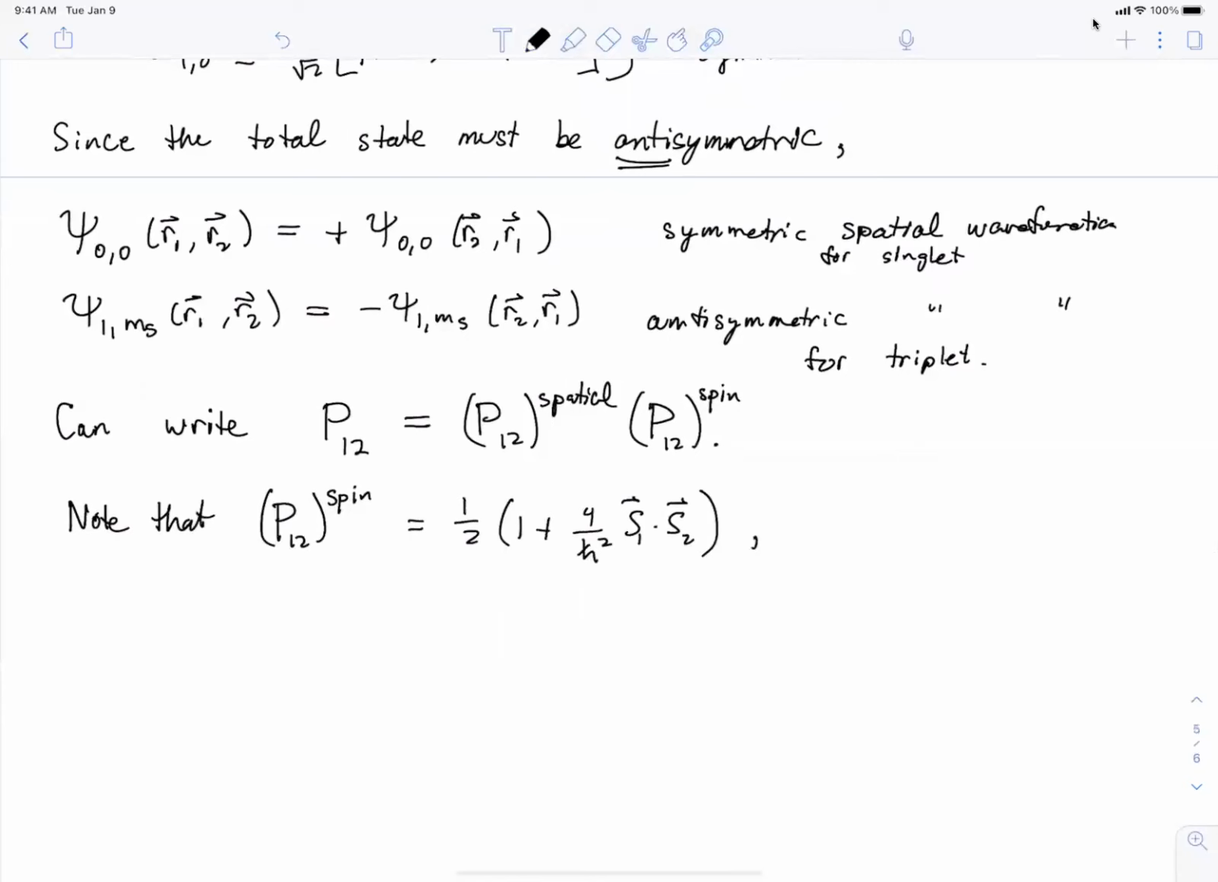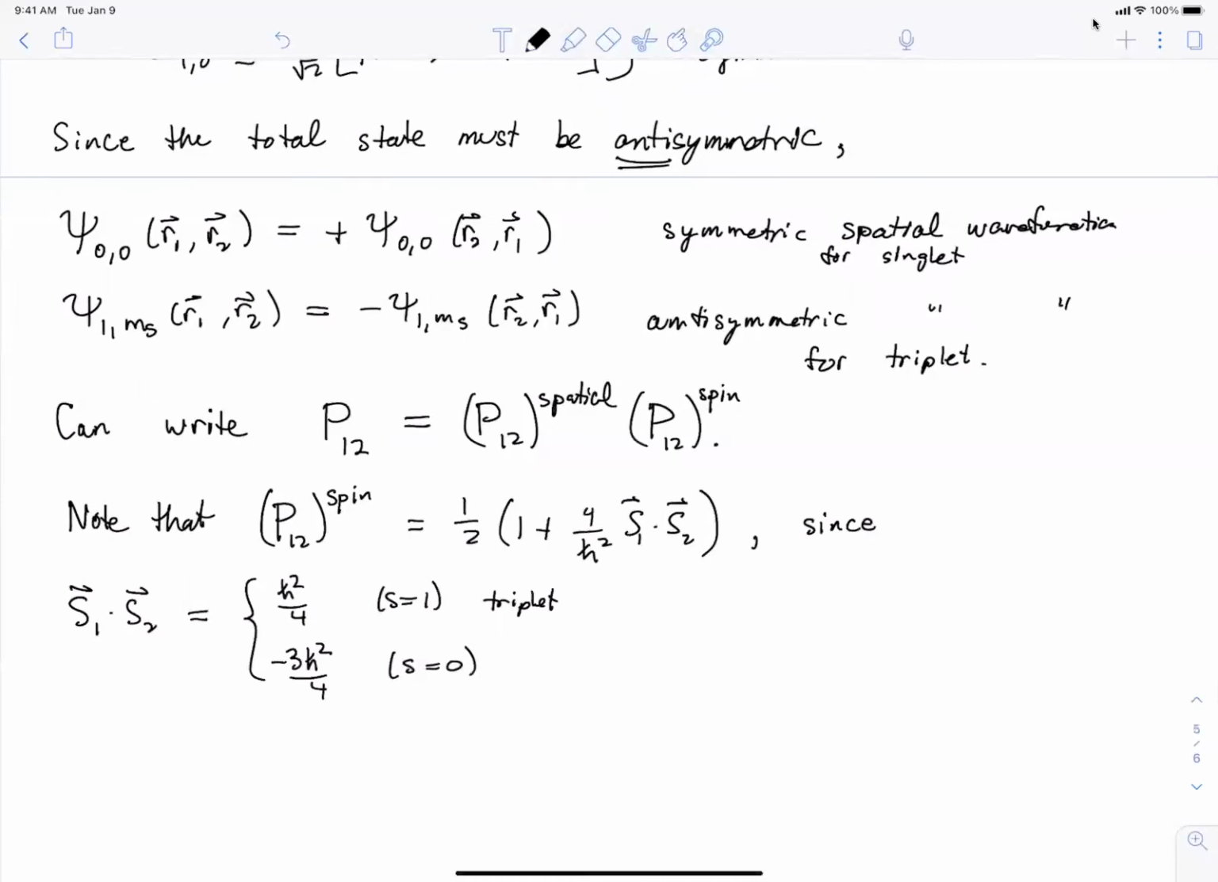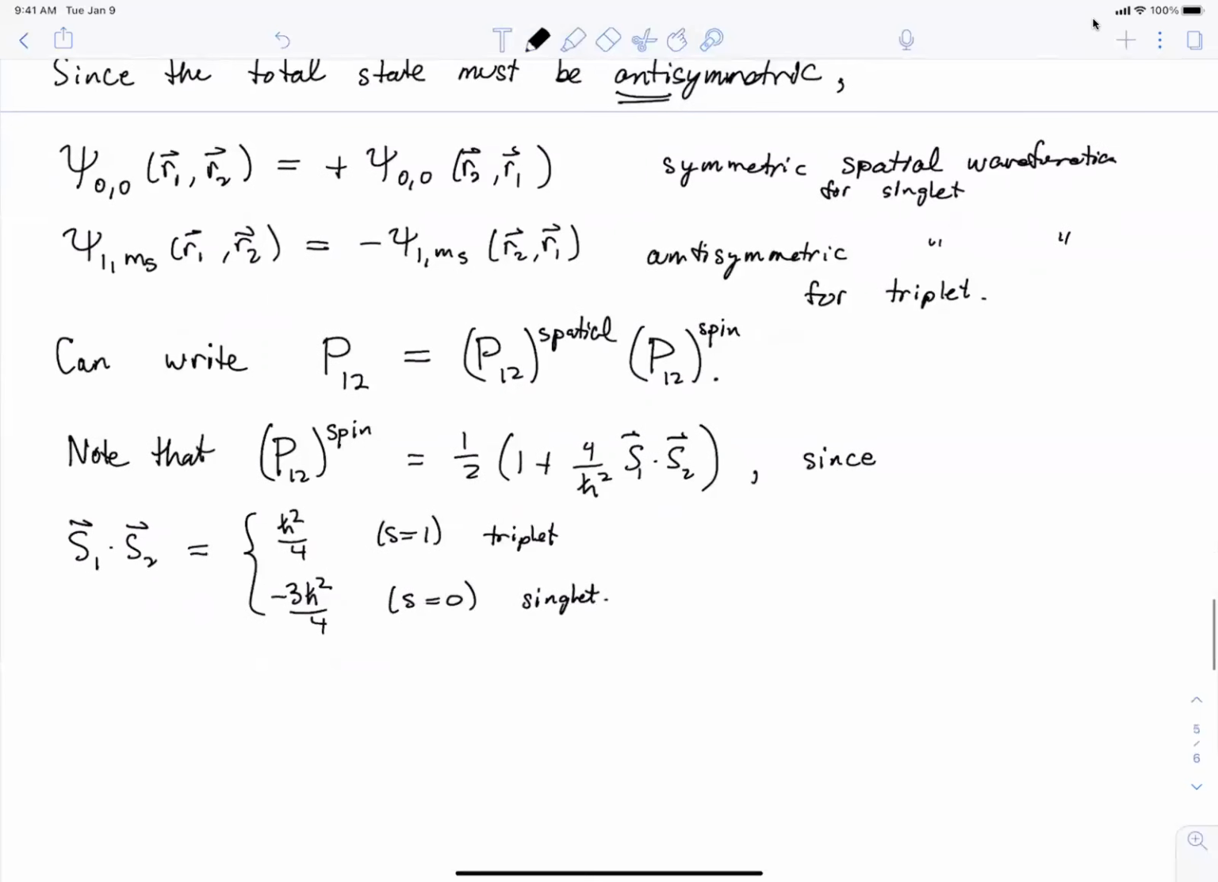Okay, and why is that true? You can just consider it on a case-by-case basis, because S1 dot S2 is equal, for the triplet, to h bar squared over 4, because S equals 1. And for the singlet, it's minus 3 h bar squared over 4, for S equals 0. So when you plug into the preceding formula, that tells you whether you're going to get a +1 or a -1 for your P12 spin acting on that spin state.